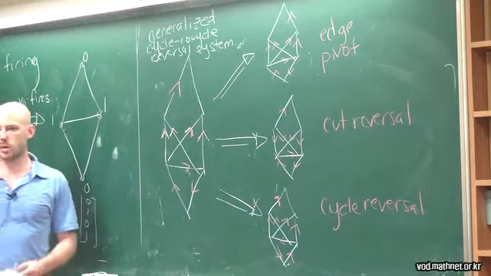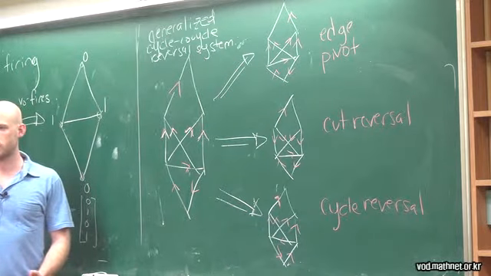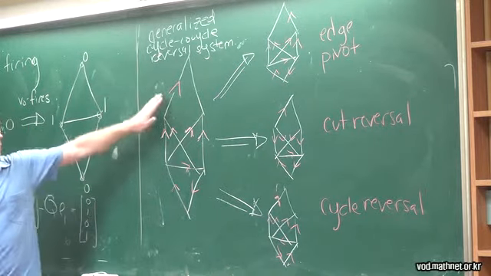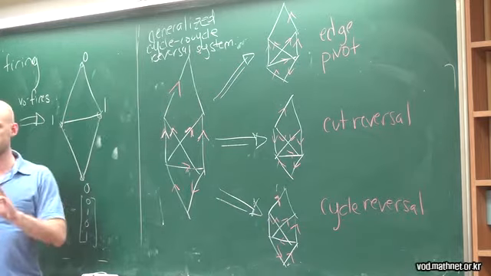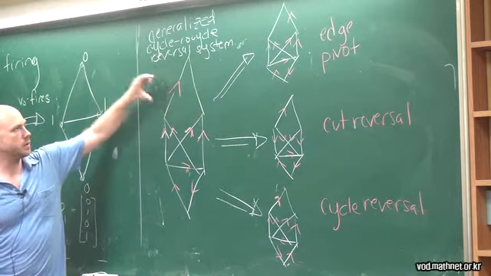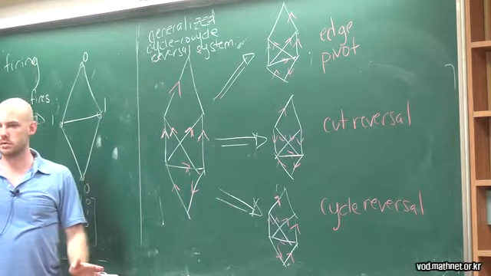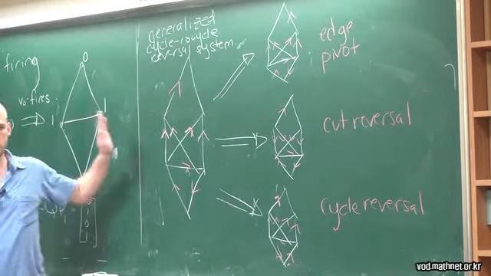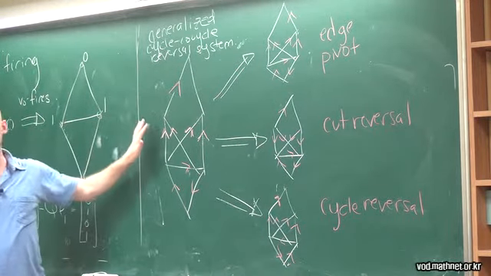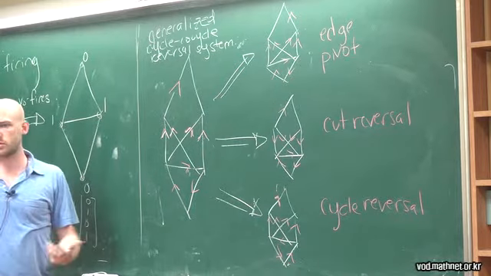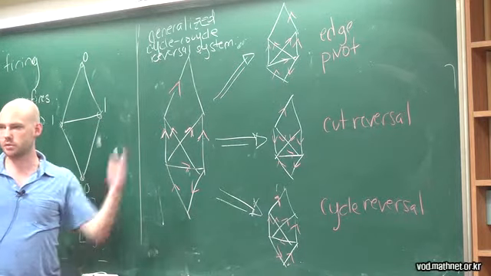We're going to be working with partial orientations of this graph. By a partial orientation, I mean that for every edge you have three choices: it's either oriented in one direction, the other direction, or, like this edge, unoriented. So your input is a fixed graph and a partial orientation, but the partial orientation is going to evolve over time by these three different moves.